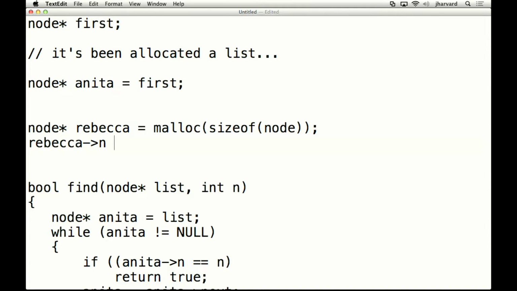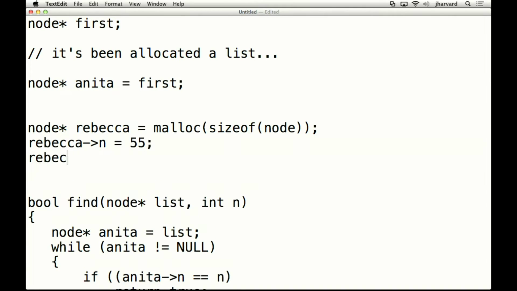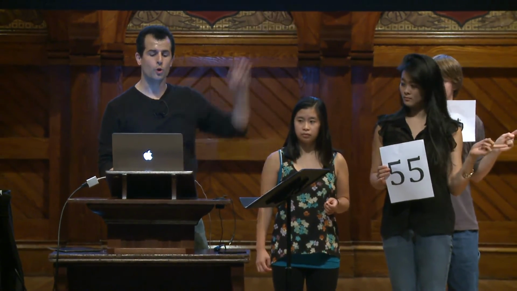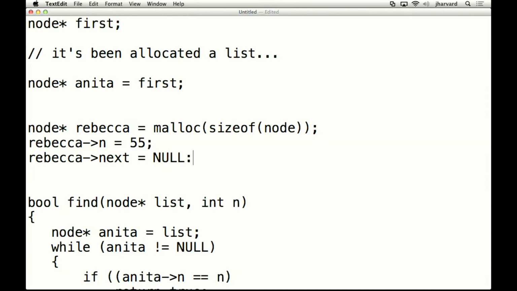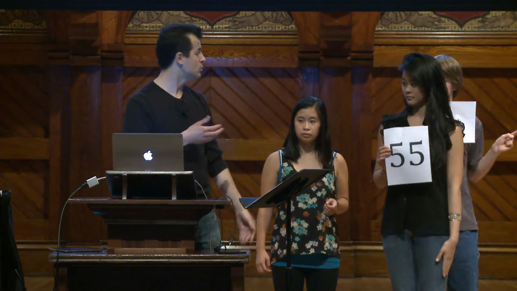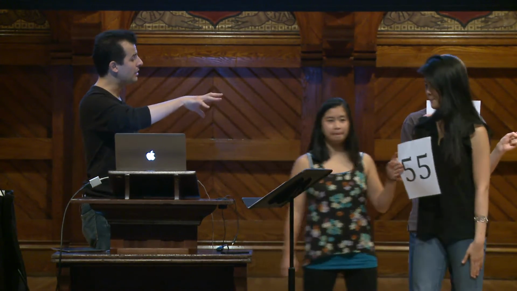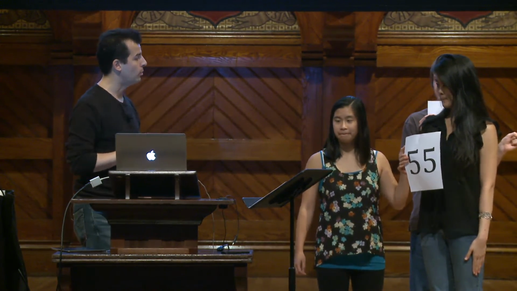So Rebecca has two fields inside of her, one of which is 55. So let's do that. Rebecca, arrow n, gets 55. But then Rebecca, arrow next, should be, right now her hand's just kind of, who knows? It's pointing at some garbage value. So for good measure, we at least do this so that left hand is now at her side. So now, Anita, take it from here. You have Rebecca having been allocated, go ahead and find where we should put Rebecca.